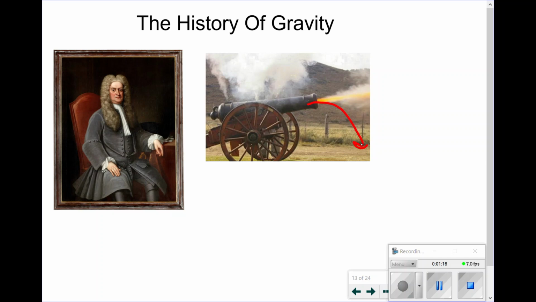And like I said, when a cannonball was fired, it would make a projectile path. When fired faster, the path would be more parallel to the surface of the Earth and go further. Fired even faster, it would be even more parallel. The arc becomes more like the curve of the Earth. So Newton posed a thought experiment.